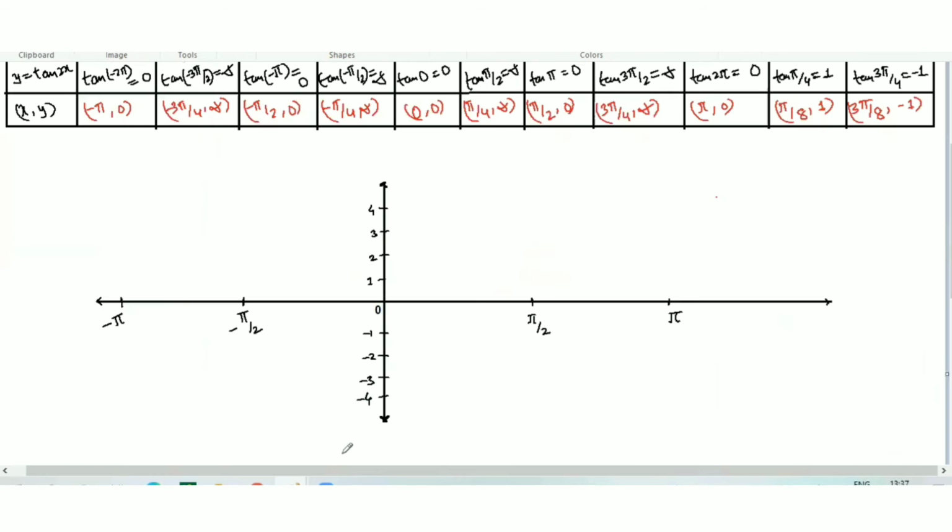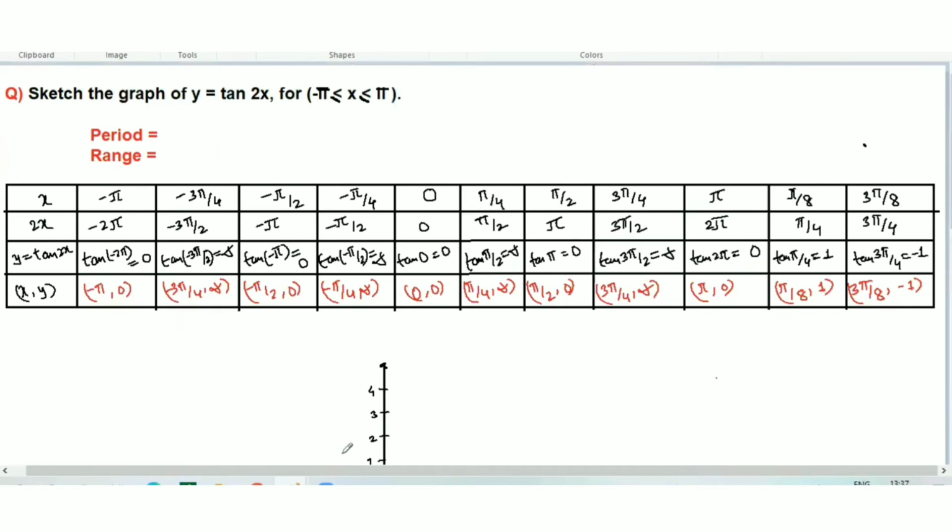Now let's draw the next graph. Here is the question. Graph of y = tan 2x, and the domain is given as -π to π. You have to draw the graph of tan 2x from -π to π.